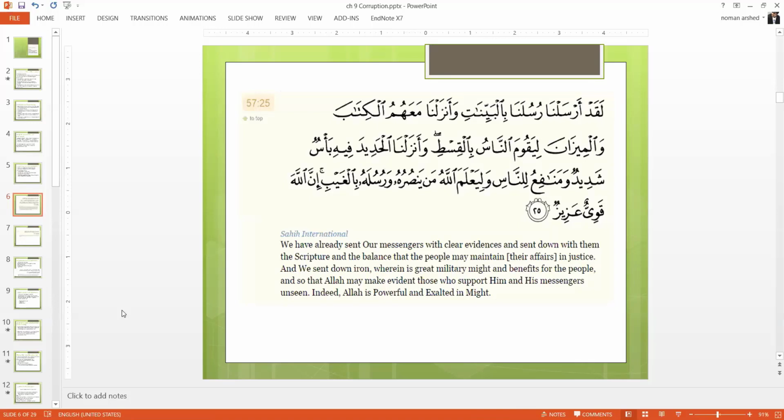For that, there is an ayat referenced there, Surah number 57, ayat number 25. According to it, we have already sent our messengers with clear evidences and sent down with them the scripture and the balance so that the people may maintain their affairs in justice, and we sent down iron, wherein there is great military might and benefits for the people, and so that Allah may make evident those who support him and his messengers unseen. Indeed, Allah Ta'ala is powerful and exalted in might.